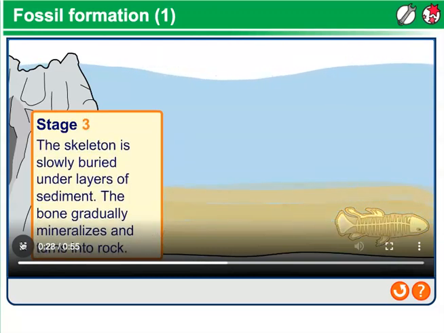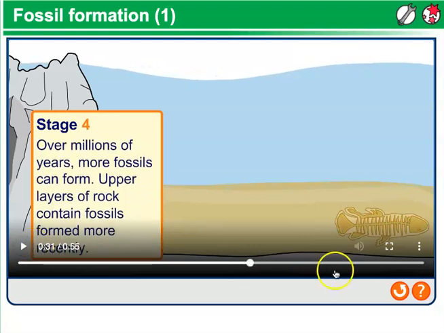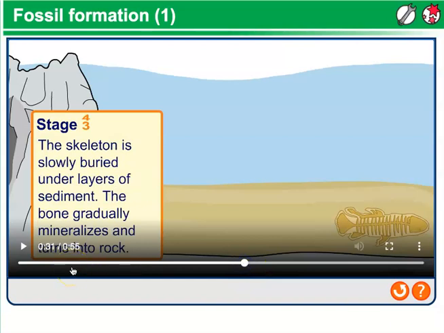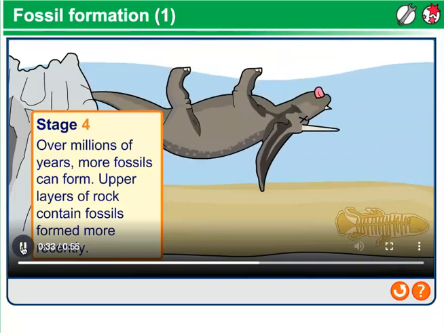Stage 3. The skeleton is slowly buried under layers of sediment. The bone gradually mineralizes and turns into a rock. Stage 4. Over millions of years, more fossils can form. Upper layers of rock contain fossils formed more recently.